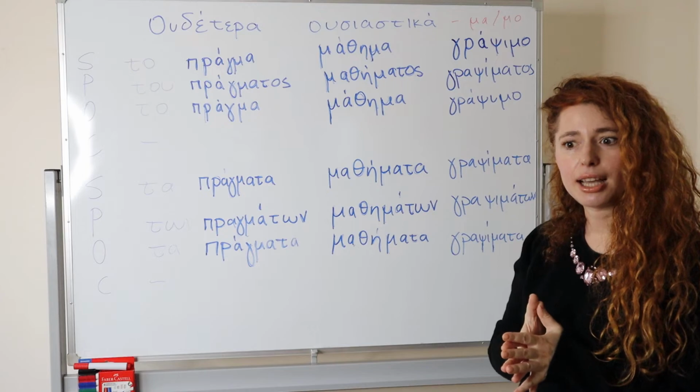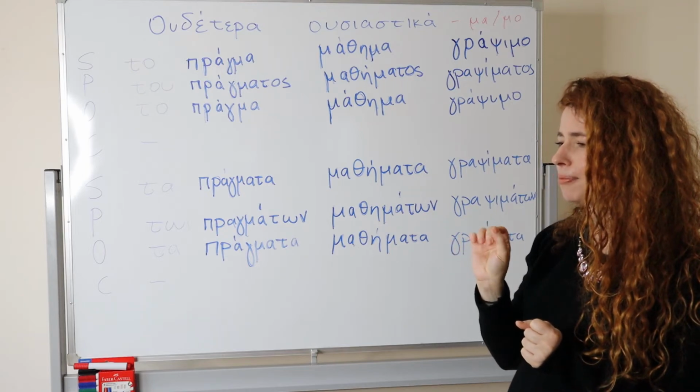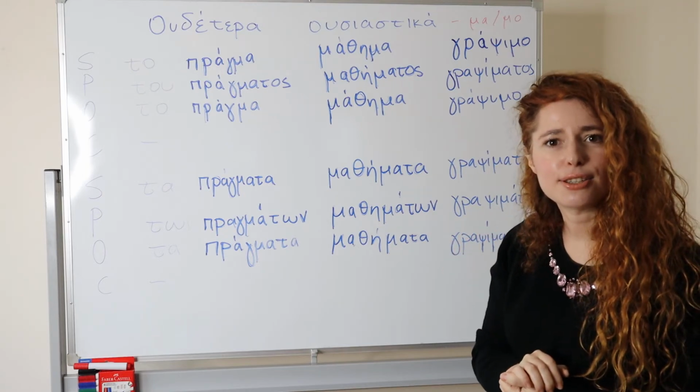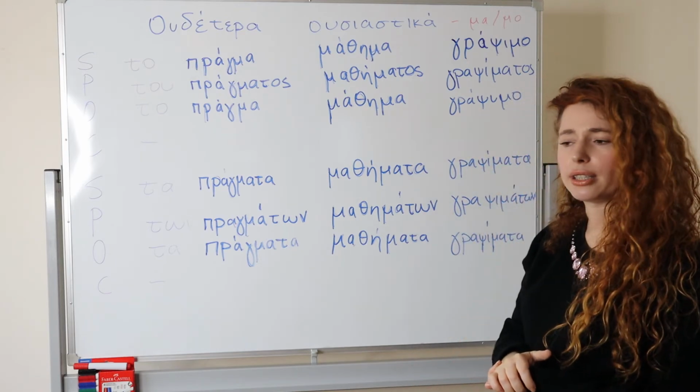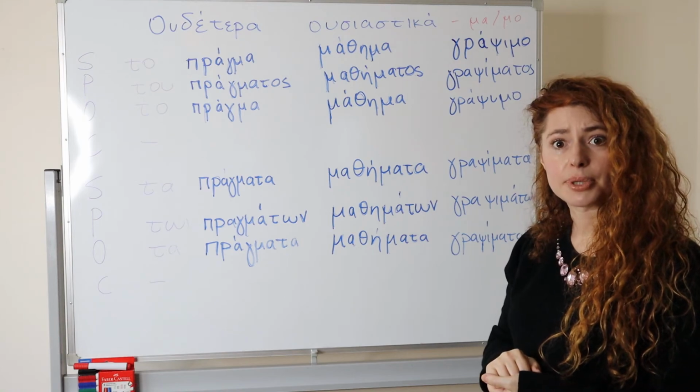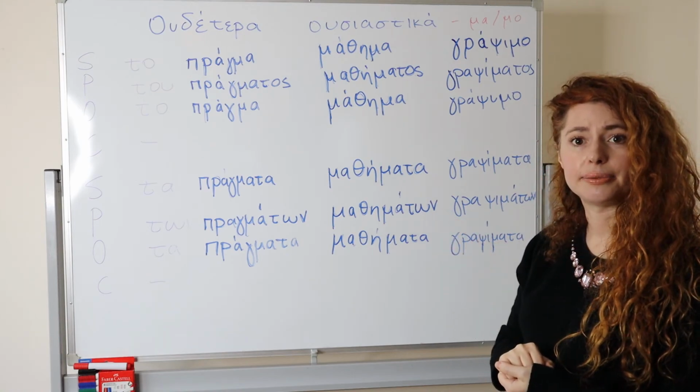Τα γράμματα του γραψίματος του είναι πολύ καθαρά. The letters of his writings are very clear. Το γράψιμο as an object. Έχει πολύ καλό γράψιμο. He has very good writing.